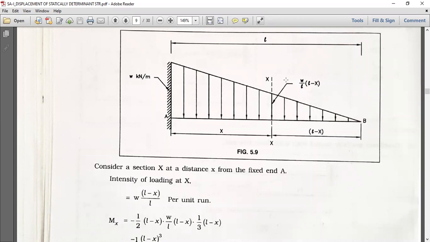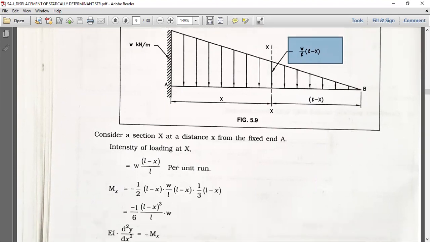Somewhere here the load is like this, but we will calculate it during the solution. Length L, somewhere X, take XX, and the rest of the distance is L minus X, because the total length is L. This length is X, and the rest of the length is L minus X.